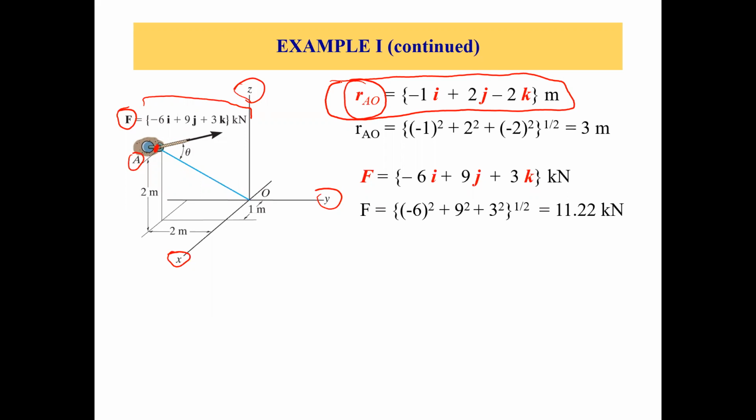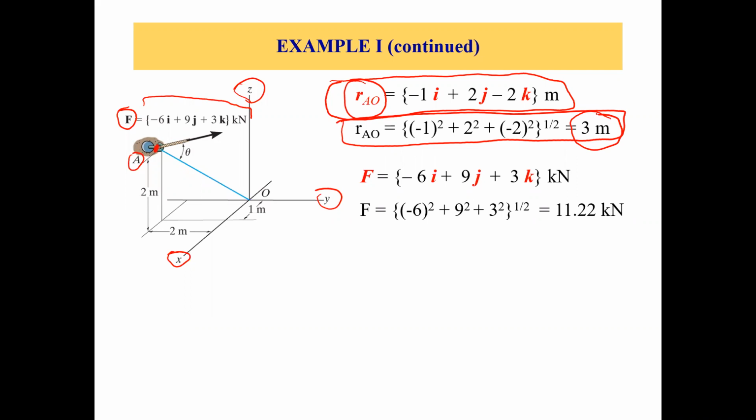After we have this RAO, which is the position vector from point A to point O, we'll find out the magnitude of this position vector. This is the magnitude of position vector RAO. We'll just do x squared plus y squared plus z squared, whole square root. This will give us 3 meters as the magnitude of the position vector.